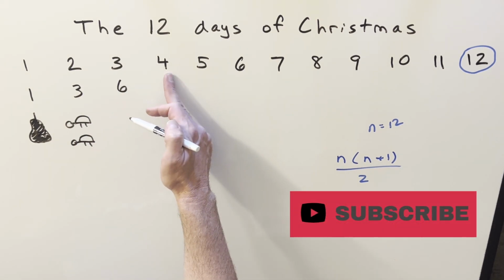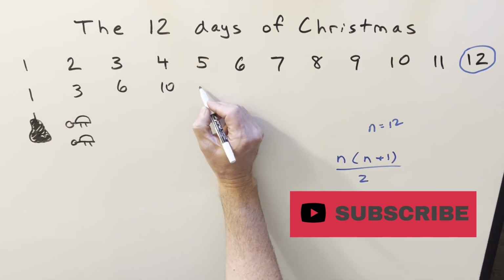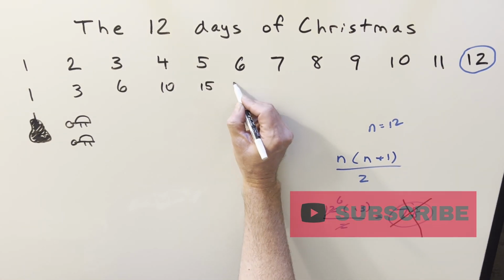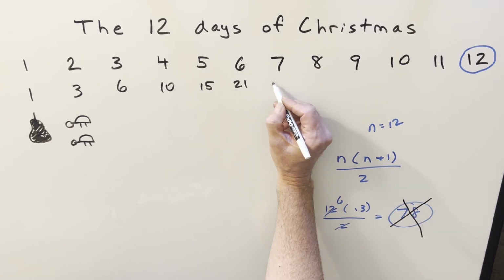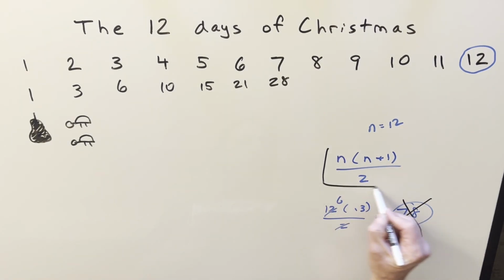On the fourth day, they get 4 more gifts, and then they get the 6 old gifts, so they get 10 gifts here. And so this pattern just keeps continuing. But the thing to notice about this is this piece here, each of these numbers actually fits this formula.